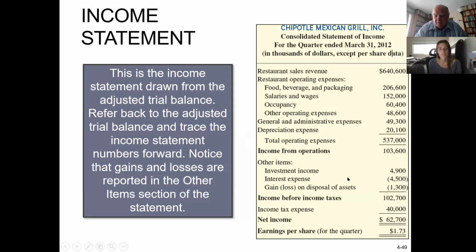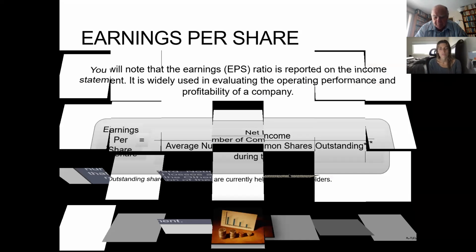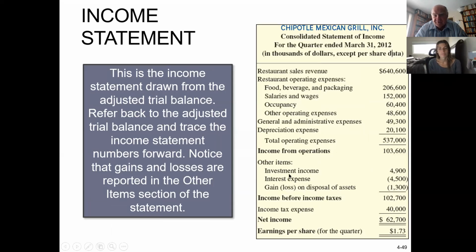Key thing is the income statement comes right from the adjusted trial balance, as does the statement of equity, as does the balance sheet. And I have my little mnemonic. Some people don't like them, some do. Some clowns get silly at night, huh? Some clowns get silly at night. Sales minus cost of goods sold equals gross margin minus selling expenses and admin expenses equals net income.